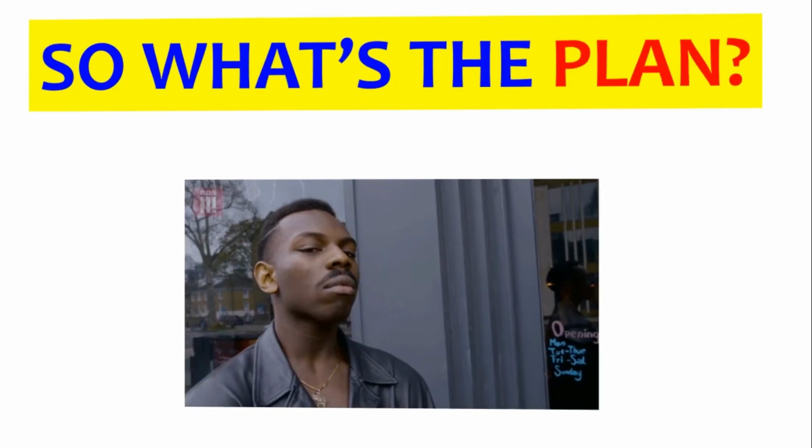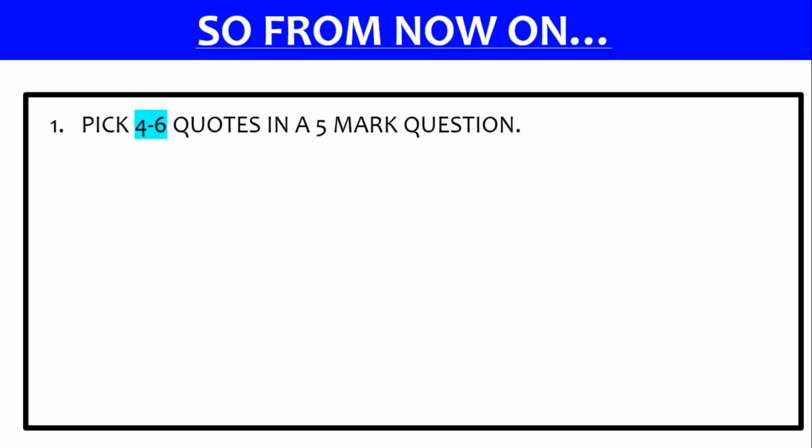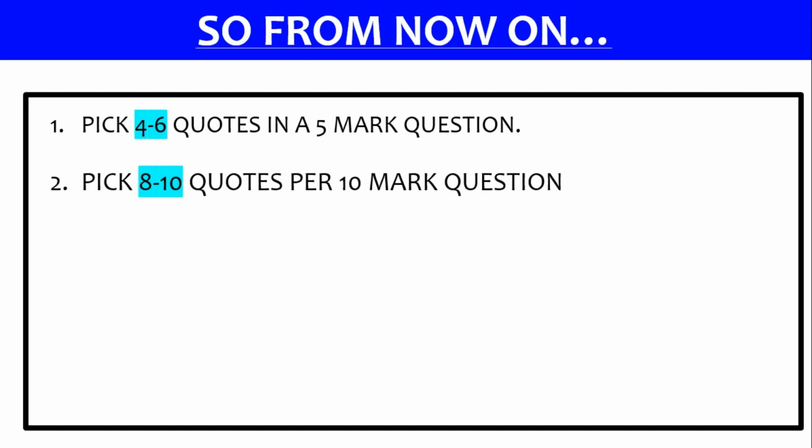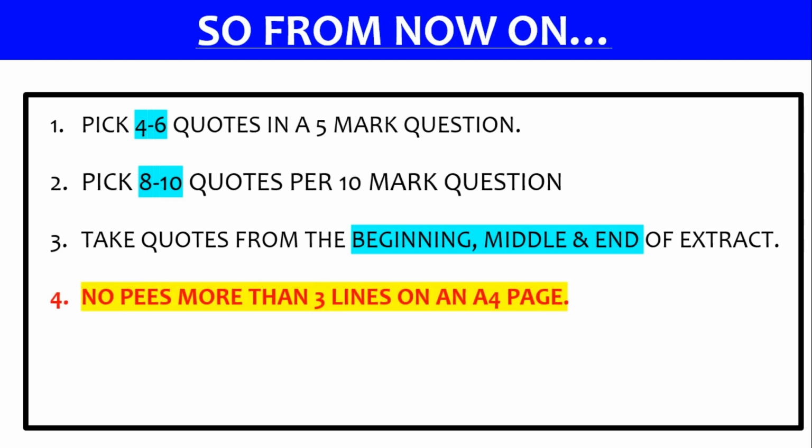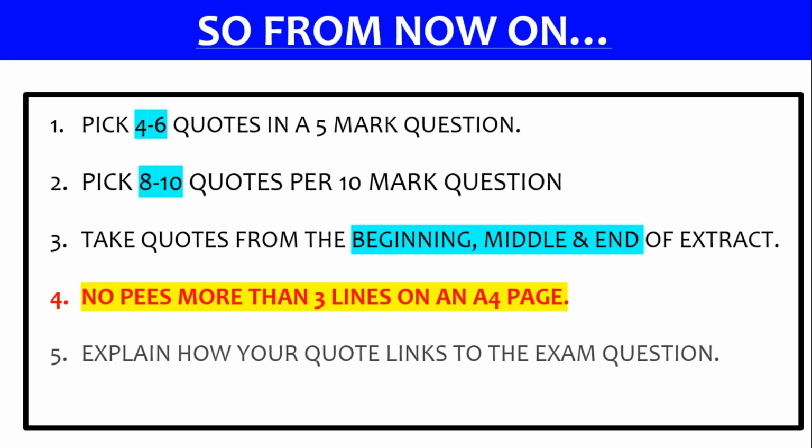So we're going to come up with a little plan. For a 5-mark question, pick 4 to 6 quotes. For a 10-mark question, 8 to 10 quotes. Take quotes from the beginning, middle and end of the extract. No PEs more than 3 lines on an A4 page. I will talk about this more in detail as we go on.